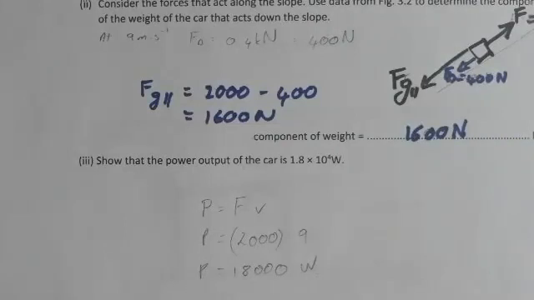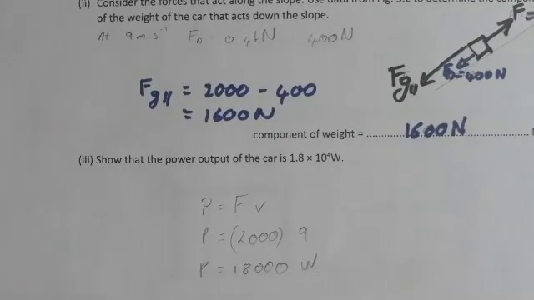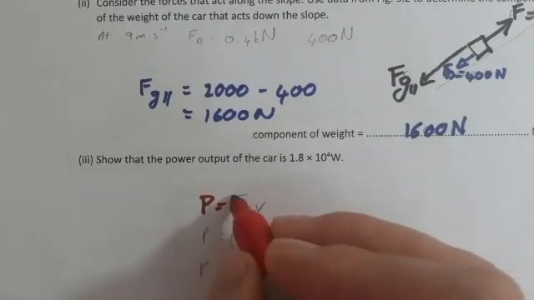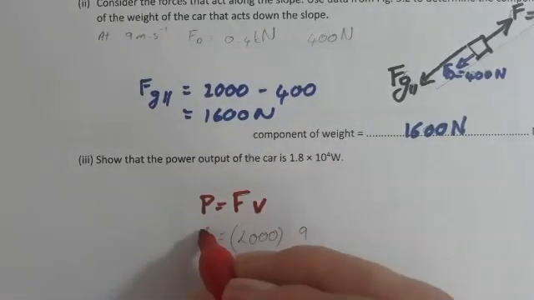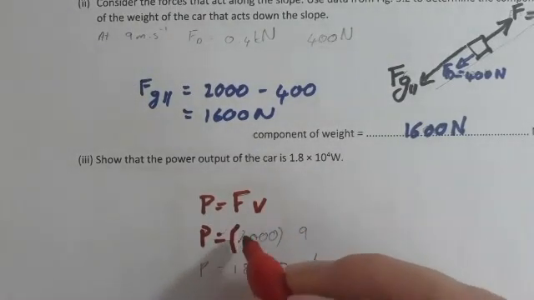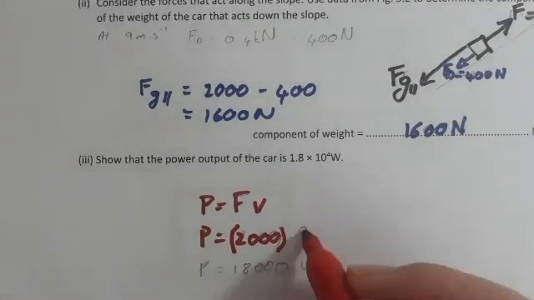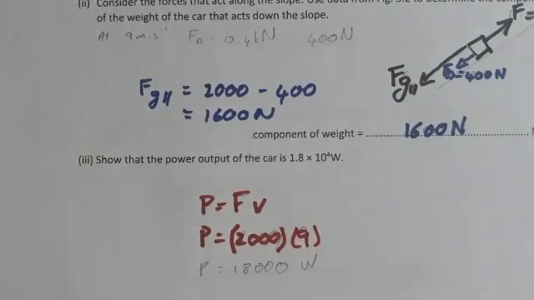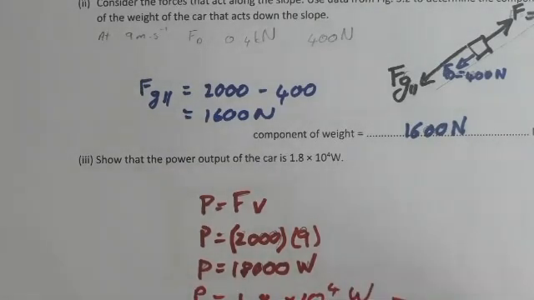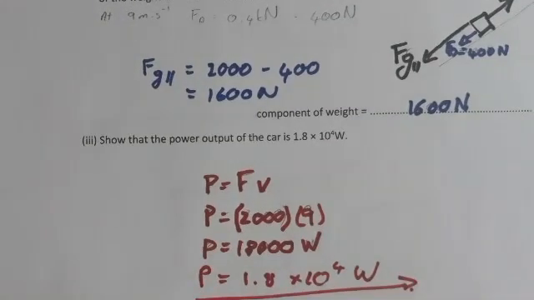So, show that the power output of the car is 18,000 watt. Well, we know the formula P equals force times velocity. It's the output, so whatever force the car is producing, the 2 kilonewton, times the constant velocity that it's traveling at, and it gives you a power of 18,000 watt, which is, of course, 1.8 times 10 to the power 4 watt. So yes, we showed it. It is equal to that.